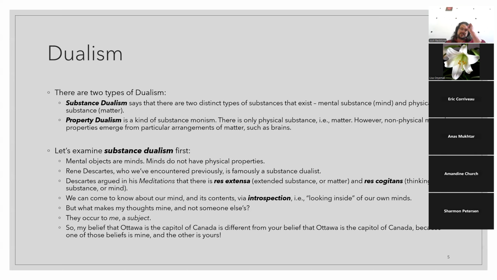Yeah, actually, that's good. Yeah, Nagel's "What Is It Like to Be a Bat?" That's right.